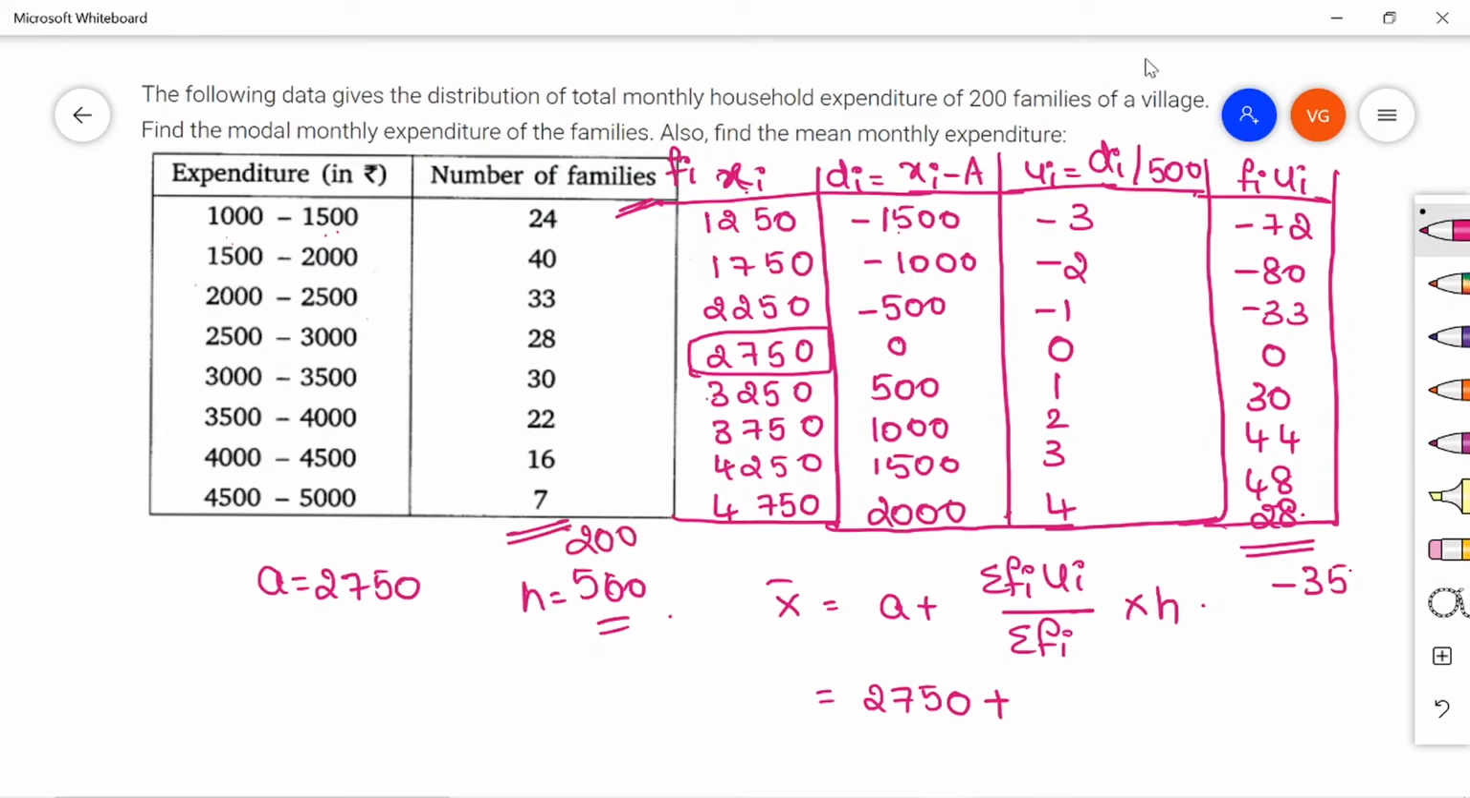So 200 means they have selected 200 families for this data. So minus 35 divided by 200 into 500 here. So this is 5 and 2, minus 35 into 5 divided by 2. This you will get approximately, after calculating, 2662.5. So therefore the mean monthly expenditure is 2662.5 rupees.